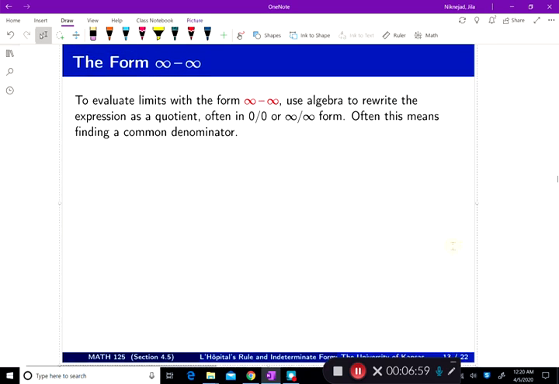Now, interestingly enough, we can use L'Hopital rule for a few other limits besides infinity over infinity or 0 over 0. But what we need to do is convert them somehow to make them 0 over 0 or infinity over infinity, and that's the next section that we discuss.